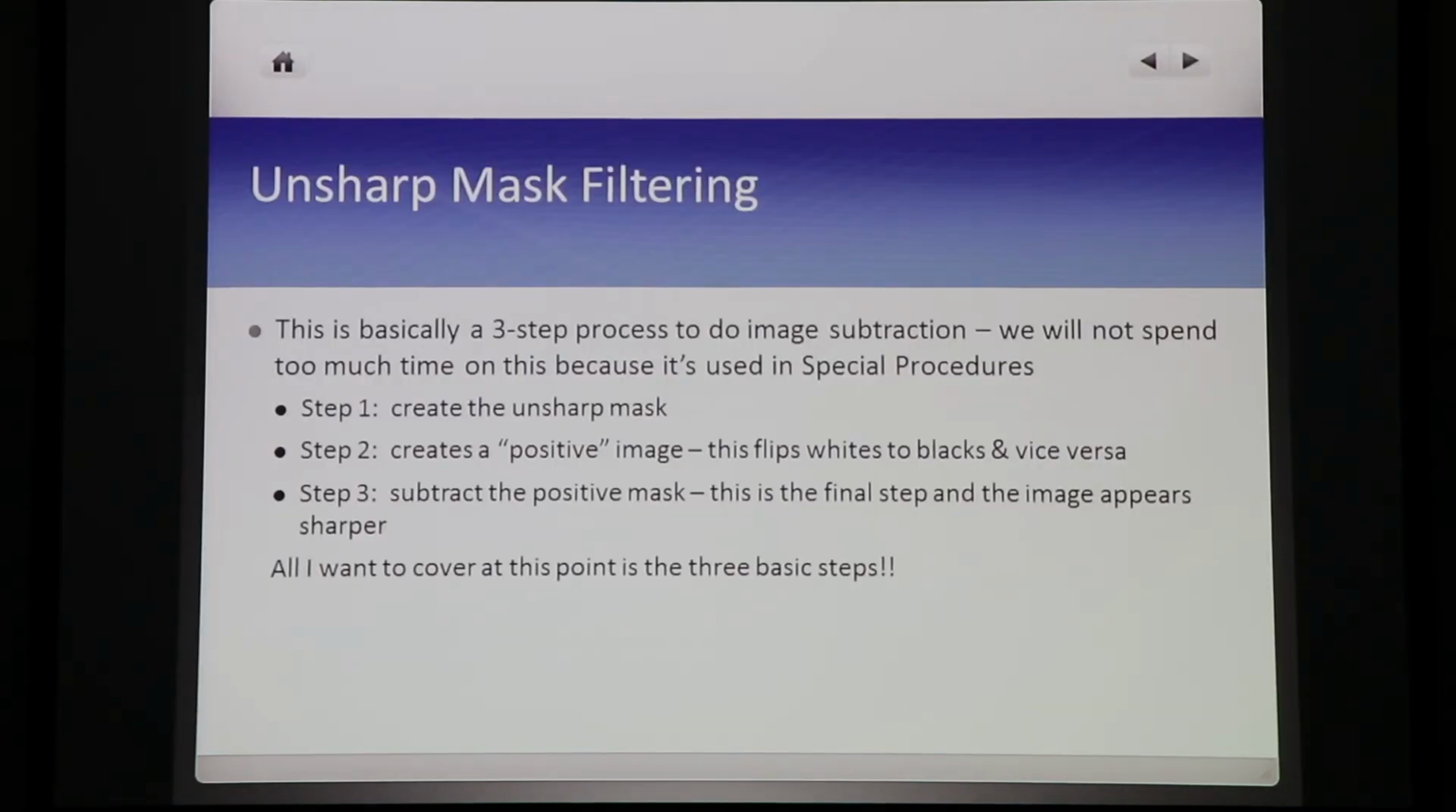Okay, unsharp mask filtering. I'm going to briefly discuss this. It's a 3-step process to do image subtraction. I'm not going to spend a lot of time on this because that's a special procedures topic, and we'll cover it later. Really what I want you to know are the 3 steps. Step 1 is to create the unsharp mask. Step 2 is the positive image, which basically flips it from black to white. And step 3 is the subtraction of the positive mask.